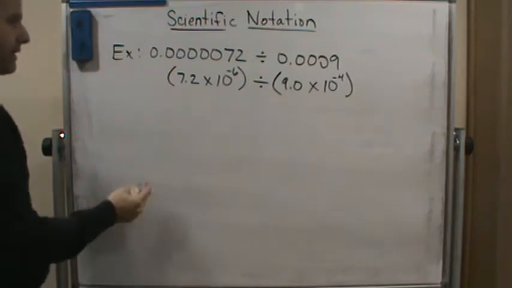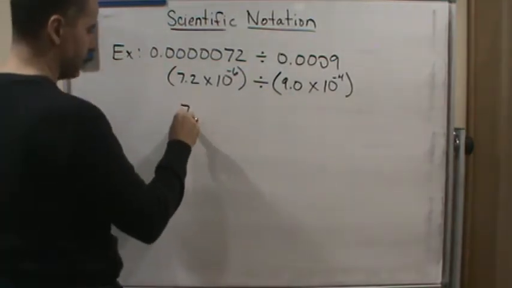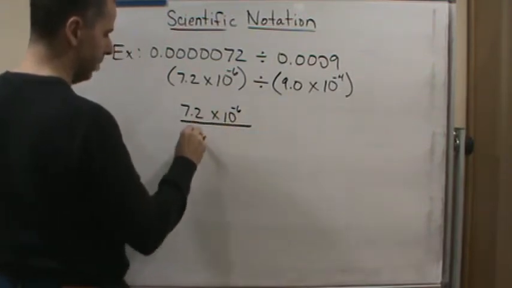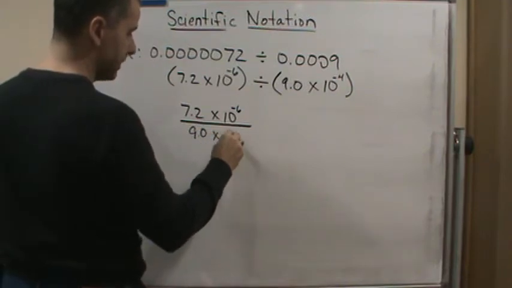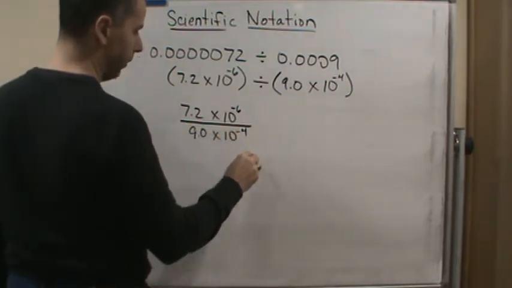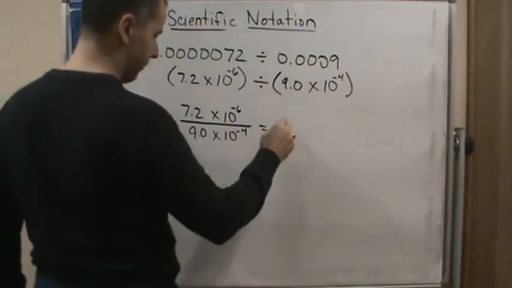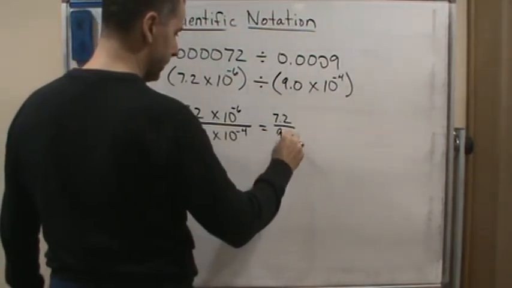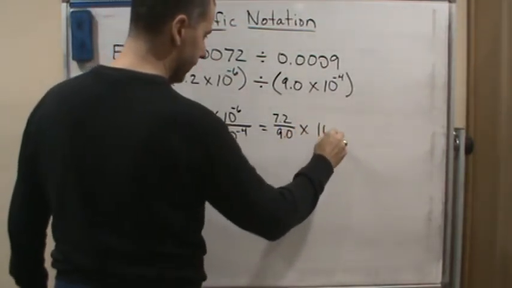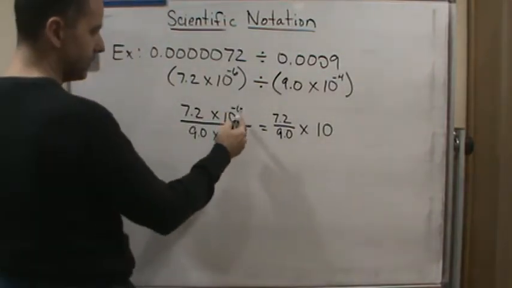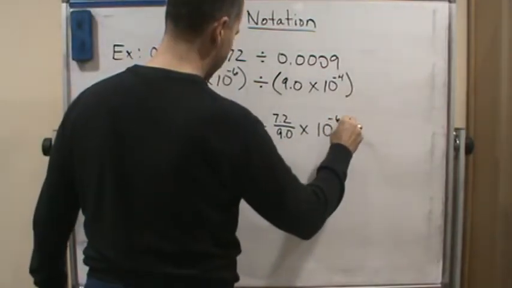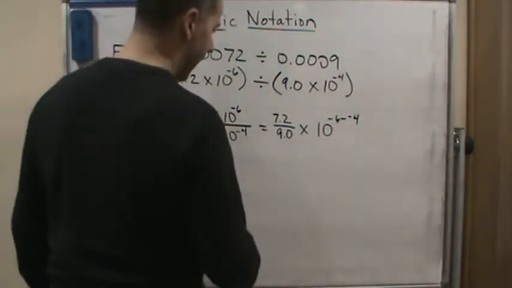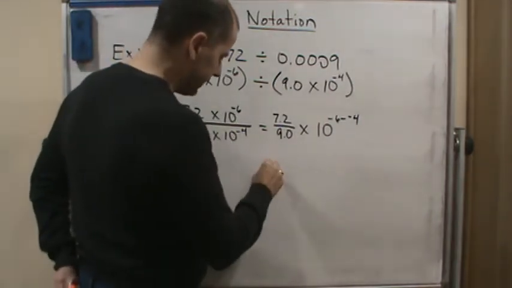Okay, so now I'm going to set this up as a fraction again. So it's going to be 7.2 times 10 to the negative 6th power divided by 9.0 times 10 to the negative 4th power. Now, I'm going to split this up like I did before. So 7.2 divided by 9.0, times 10. Now here, what do I get? I get negative 6 minus 4. Negative 6 minus a negative 4. Okay? Now, what happens here?